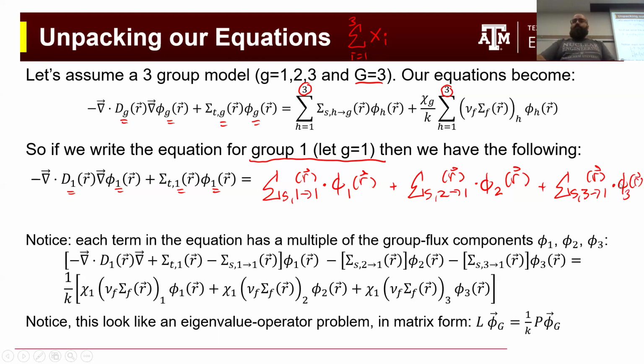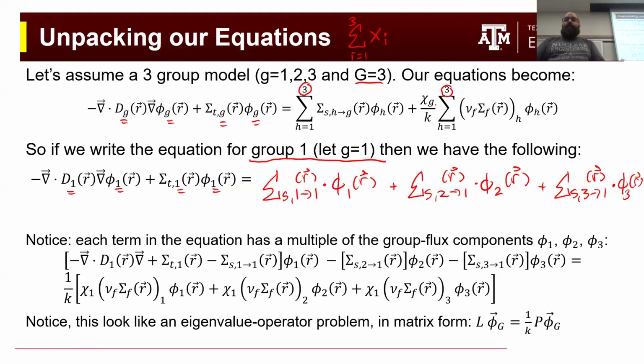So that's what these terms look like for the scattering term. Every time, h is the only thing that changes in these sums. g is 1 every single time. So this is the scattering from group 1 into group 1. This is the scattering from group 2 into group 1. This is the scattering from group 3 into group 1.